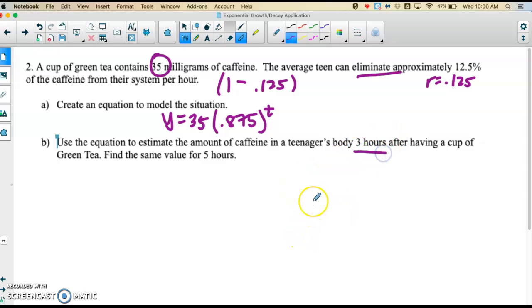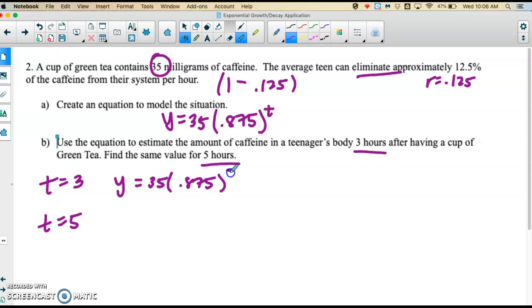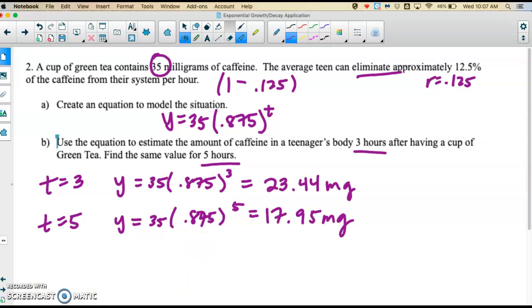So after 3 hours and then 5 hours, we're going to go ahead and evaluate that. It looks like for this one, y equals 35 times 0.875 to the third. And for this one, y equals 35 times 0.875 to the fifth. Go ahead and compute those and see what you get. Go ahead and pause the video. Okay, this is what I got. After 3 hours, it's 23.44 milligrams, and after 5 hours, it's 17.95 milligrams.